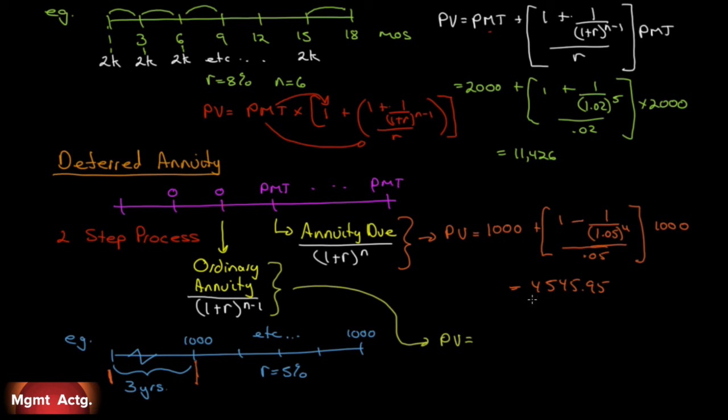Well, it's very easy to bring it back. You just divide it by 1.05 to the power of 3, and we will get 39.26.97. So there we go. Does it work for the ordinary annuity? Will we get the same thing if we do it for the ordinary annuity?